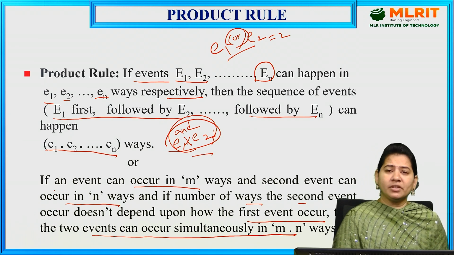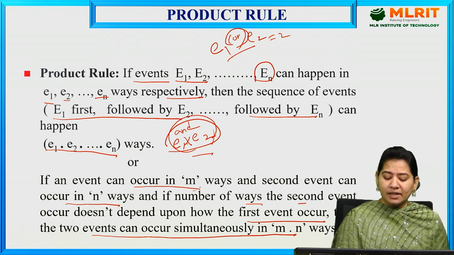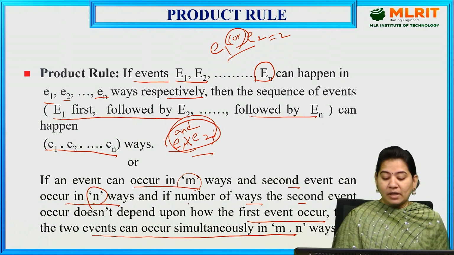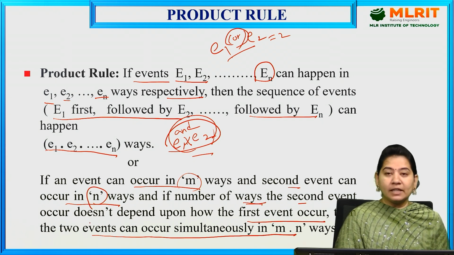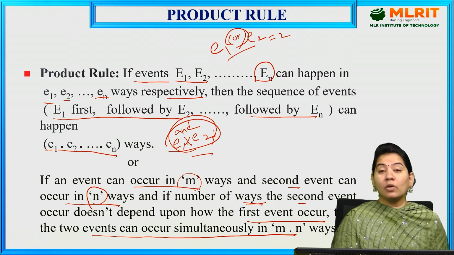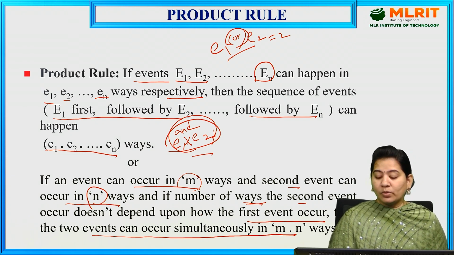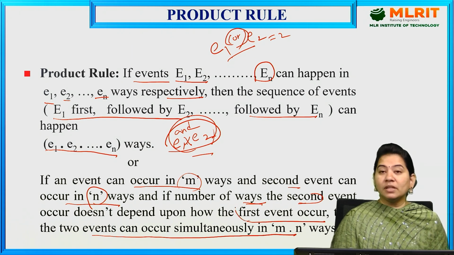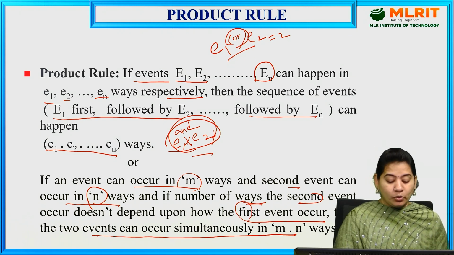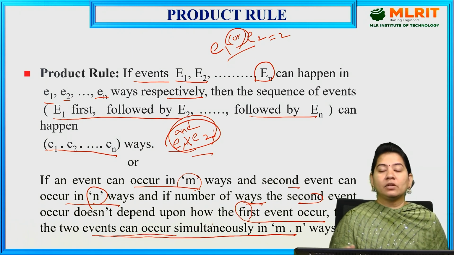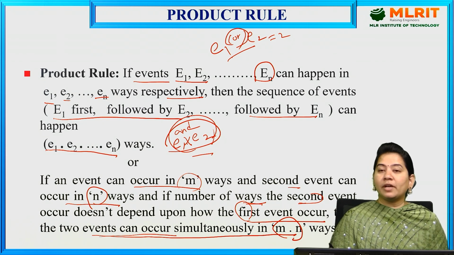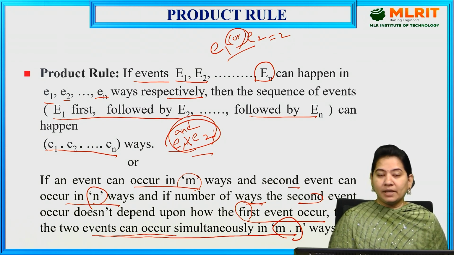That's what we have in the definition. If an event is occurring in M ways and a second event can occur in N ways, and the number of ways the second event occurs does not depend upon how the first event happens, then the two events can occur simultaneously. Obviously we have the chance for both events to occur together, and that's why we use the product, that is, we multiply.